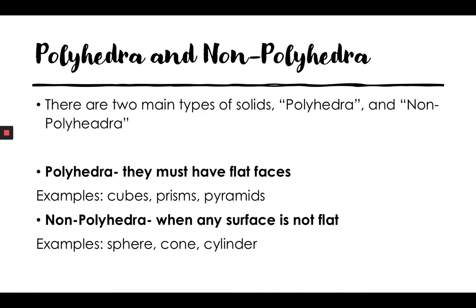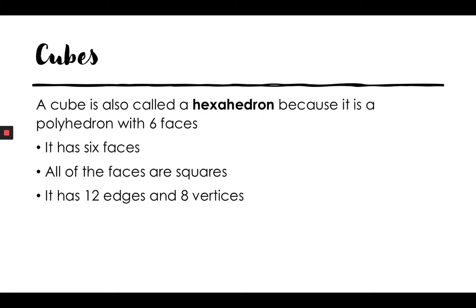There are two main types of solids: polyhedra and non-polyhedra. Polyhedra are the ones that must have flat faces. Examples of these are cubes, prisms, and pyramids. The non-polyhedra are when any surface is not flat, and some examples of these are spheres, cones, and cylinders.